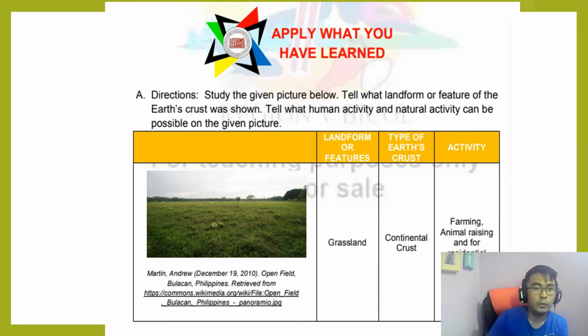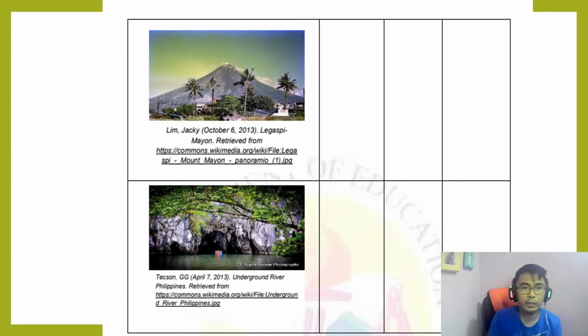Okay? So, for the rest of the pictures, kayo po yung gagawa nito. Again, kailangan matukoy yung pinaka-specific landform or feature. And then, aside from that, kailangan natin i-categorize ito kung either continental to or oceanic. And then, sa last column, ibibigay nyo yung mga activities na maaring nangyayari or mangyayari dito sa mga features or landforms.